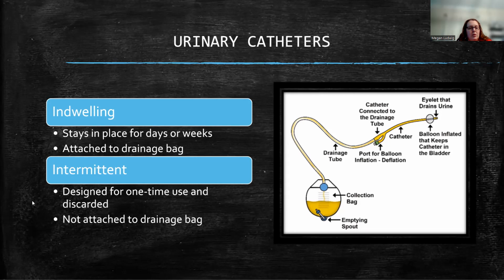An intermittent is just a one-time use. It's going to look slightly different. There's not going to be a balloon or anything here to inflate a balloon, right? There's no extra attachments there, but you don't attach a bag to it. So you're just going to put it in the urethra. You need to have something to catch the urine as it comes out, okay? So like a small basin, a square pan, something to catch the urine as it comes out because it'll come out automatically, right? You don't want it all over you. So one-time use, not attached to a drainage bag.